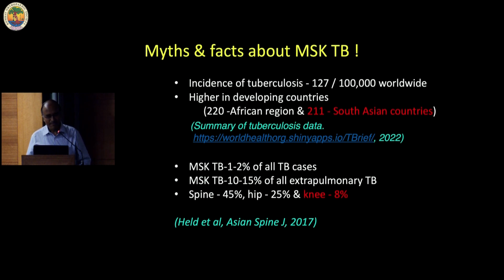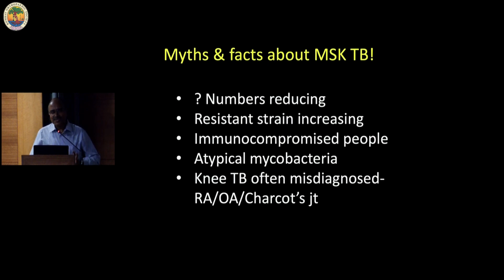knee arthroplasty. Now, in public hospitals nowadays, we are seeing a reducing number of tuberculosis cases. We are not seeing so many TB hip and TB spine cases as you used to see when I was a lecturer or an associate professor. Whether the number is reducing, I don't know. But definitely the resistant strain is increasing. We are getting more and more resistant tuberculosis cases, and more in immunocompromised patients.